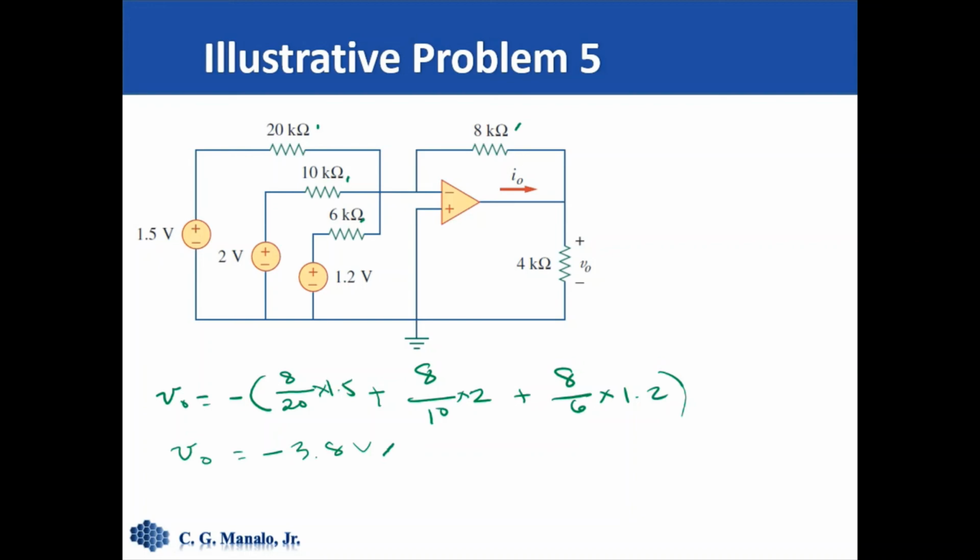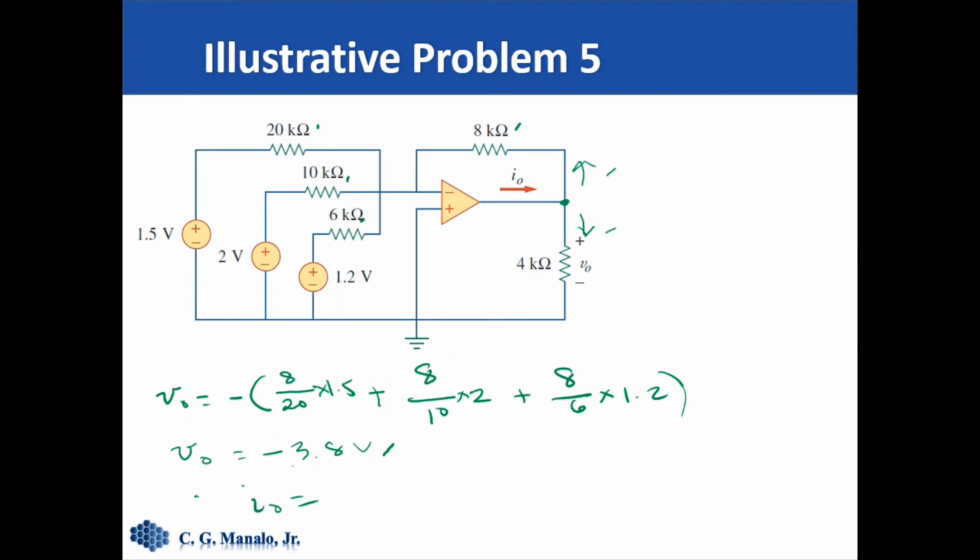Now to get I naught, what we can do is perform KCL here. So for example, the current here is in this direction, while here is in that direction. So that means I naught is the sum of these two currents. So this current and this current.